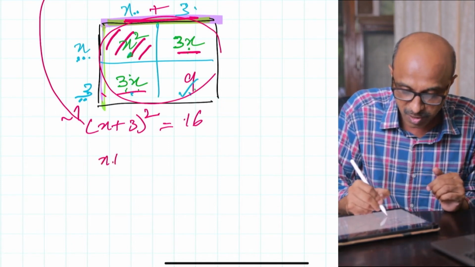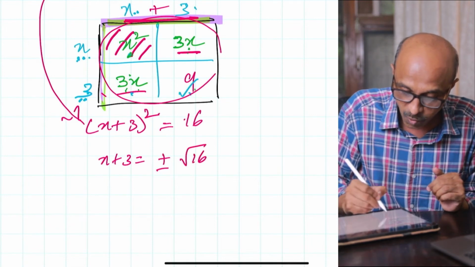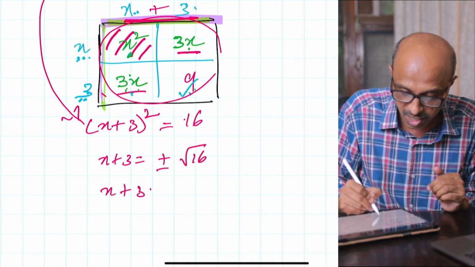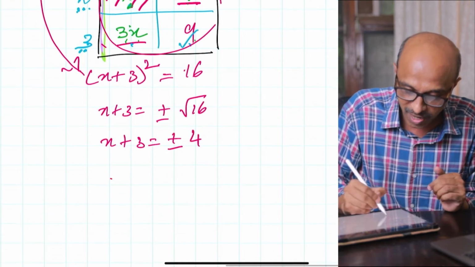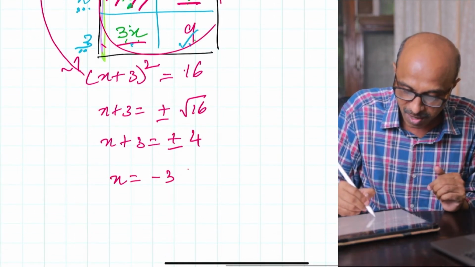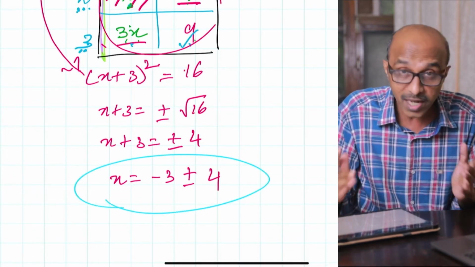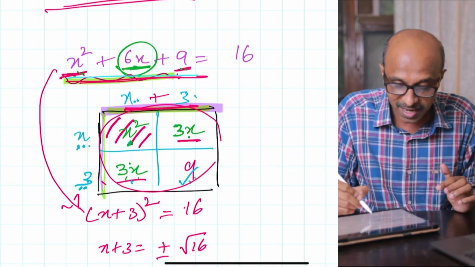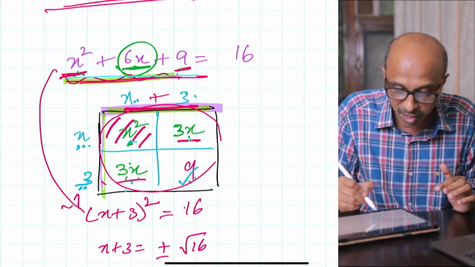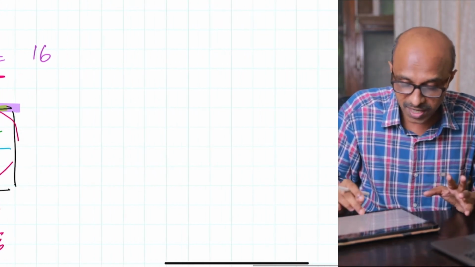You can write this as x plus 3 should be equal to plus or minus the square root of 16, which can be written as x plus 3 is equal to plus or minus 4, and then you can solve it for x is equal to negative 3 plus or minus 4. That should be the answer. All that we've done is that we've identified x squared plus 6x plus 9 as the area of a square whose side is x plus 3. Okay, let's take one more example.